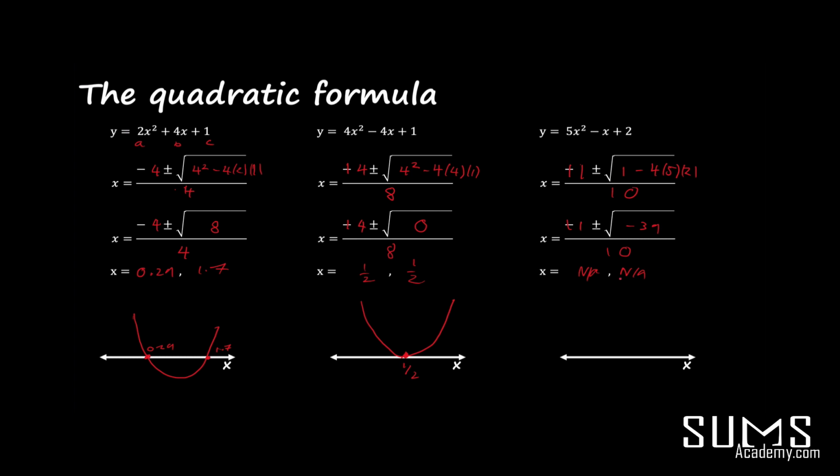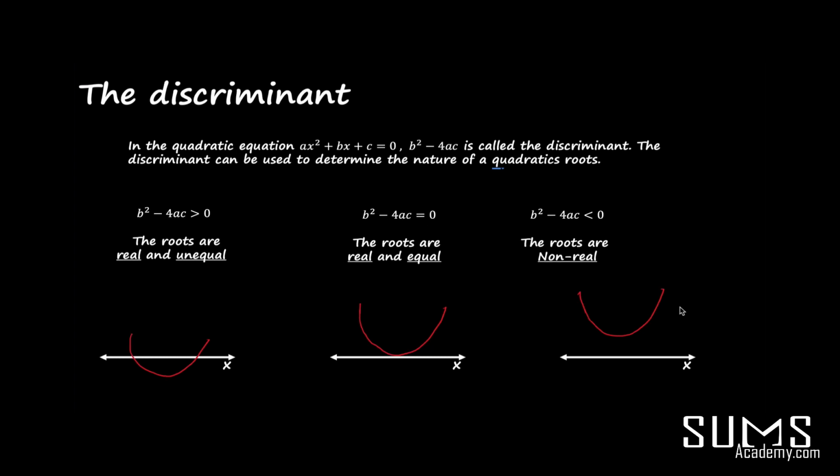Okay. What about this one here? We're saying there's no roots. So what would that look like visually? Well, you can just think of it as a parabola that never touches the x-axis. There's no interaction between the two of them, so there can be no roots. So that leads us on to thinking about the discriminant.